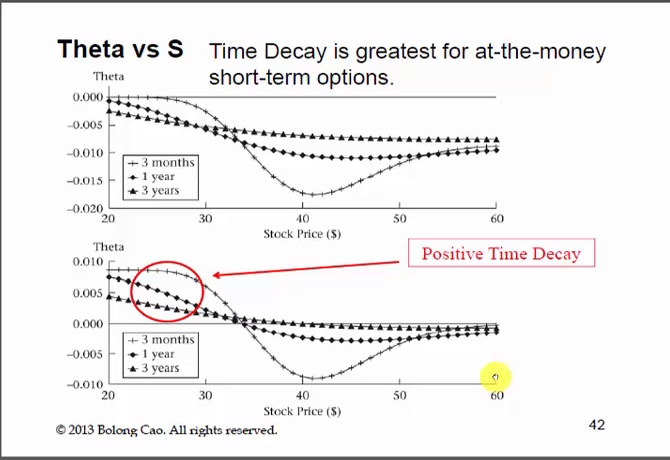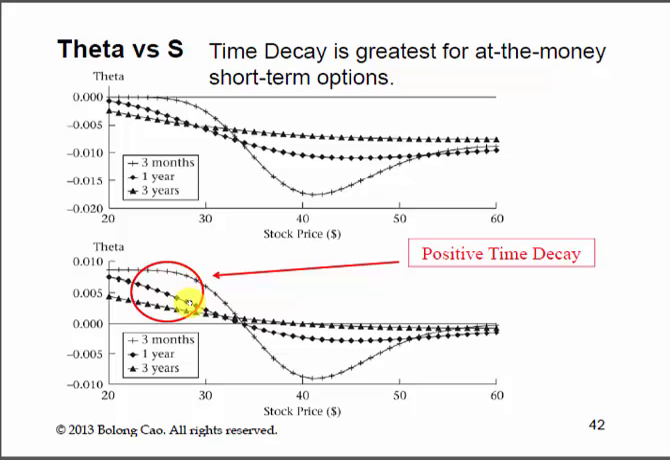This is for put on the bottom. Still at the money, short-term option. This is 3 months, put option, right? At the money around $40, that's the greatest theta. The very negative theta gives you the largest time decay.